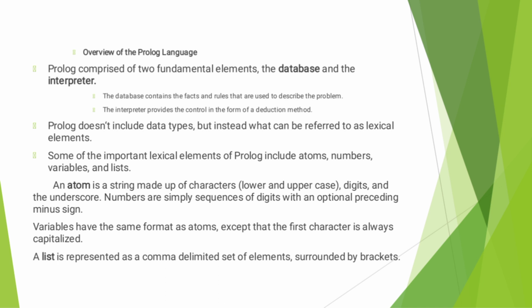An overview of the Prolog language. Prolog comprises two fundamental elements, a database and an interpreter. The database contains facts and rules that are used to describe the problem, while the interpreter provides the control in the form of a deduction method. Prolog doesn't include data types, but instead what can be referred to as lexical elements. Some of the important lexical elements in Prolog include atoms, numbers, variables and lists.